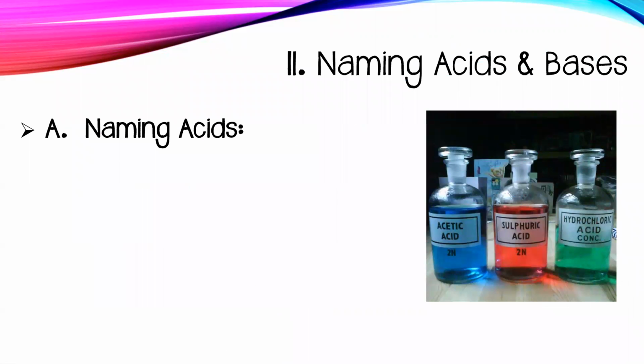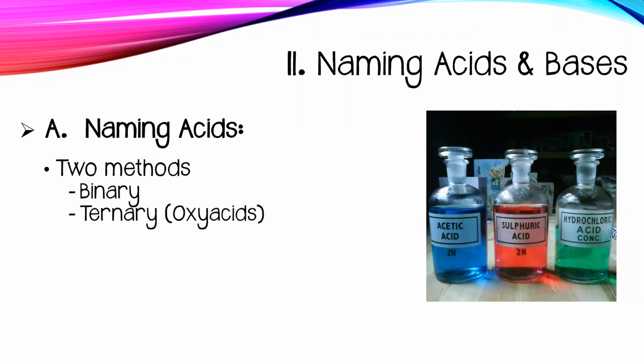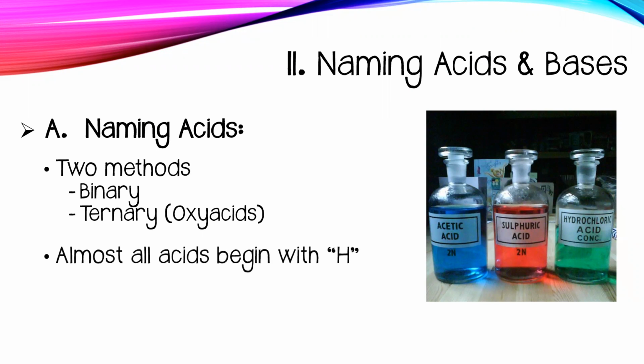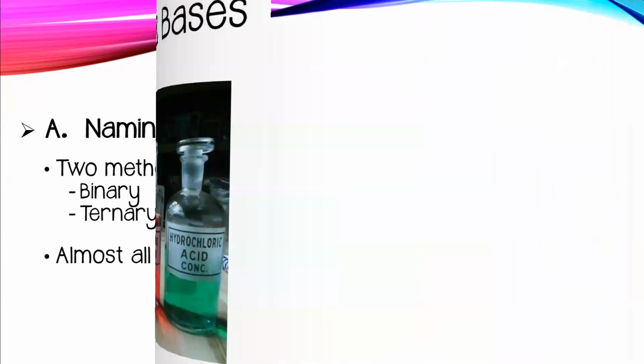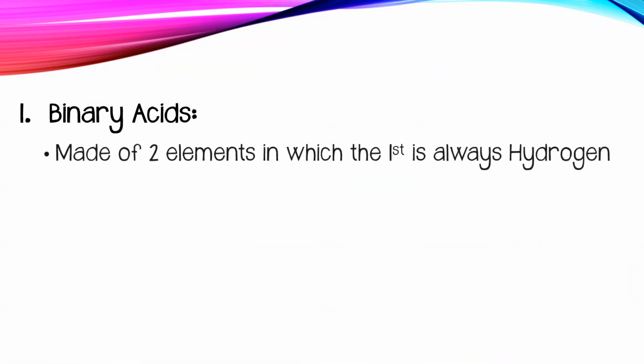So part 2 of section 1 is actually naming the acids and bases. So how do you name acids? There are 2 different versions. The first version is a binary method, bi meaning two. The second is a ternary or oxyacid, where you have more than 2 elements. Almost all acids do begin with an H. Kind of makes them easy to identify if you have a group of compounds. So how to name binary acids?